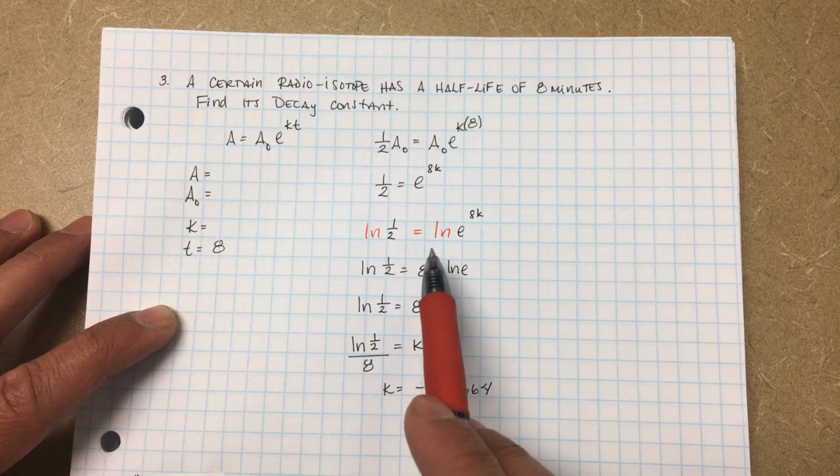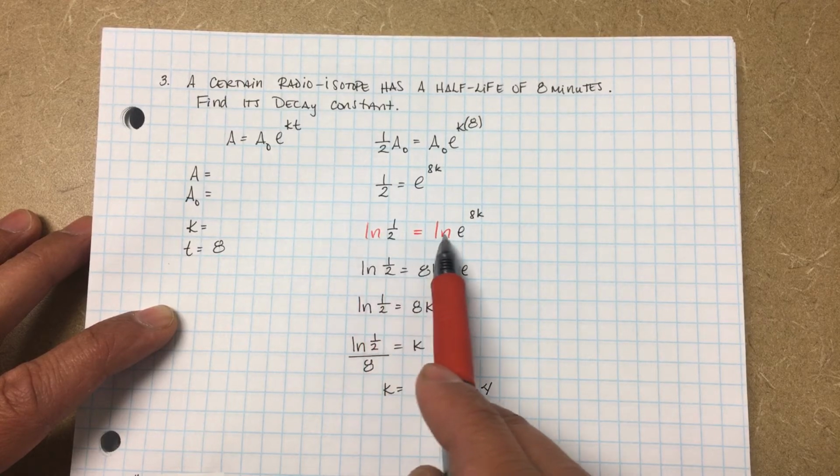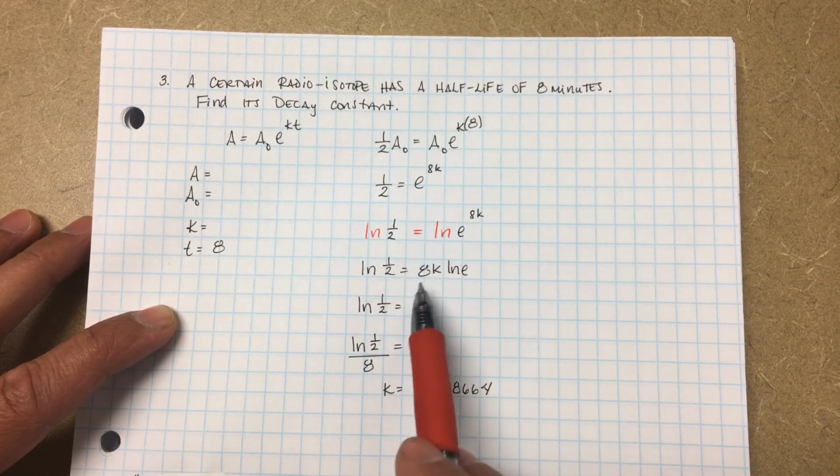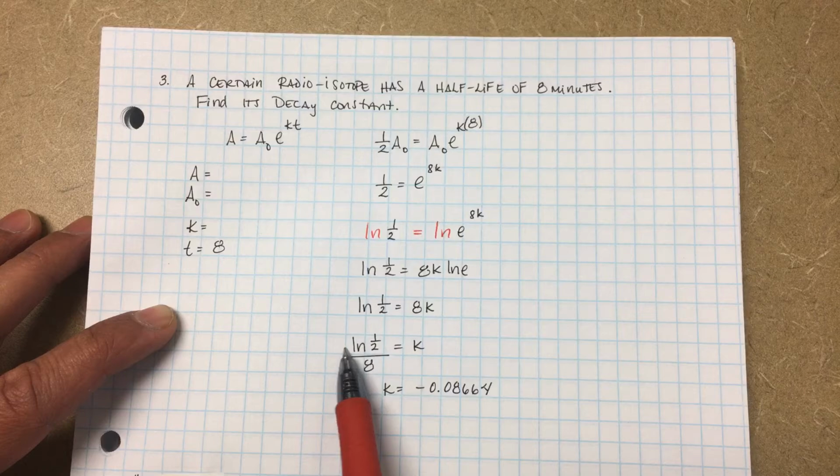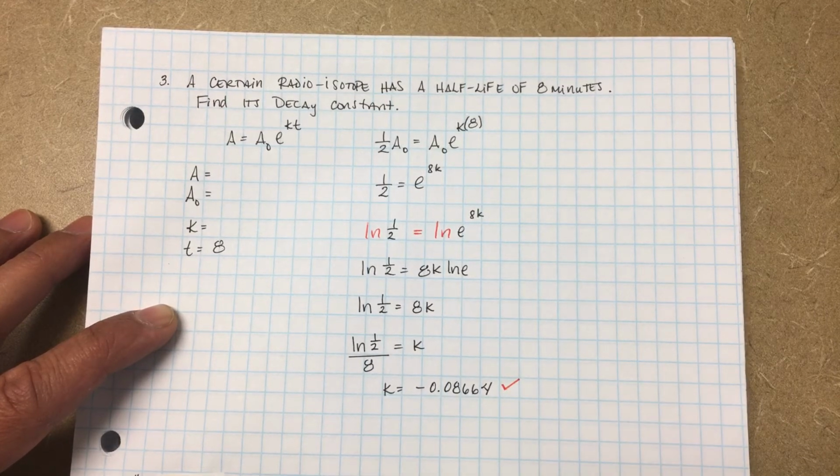Well, what do we do now? Well, we take the natural log on both sides. The 8k comes down. ln of e is equal to 1. So now we have this expression. So we divide by 8. We get ln of 1/2 divided by 8. And there we have our decay rate.